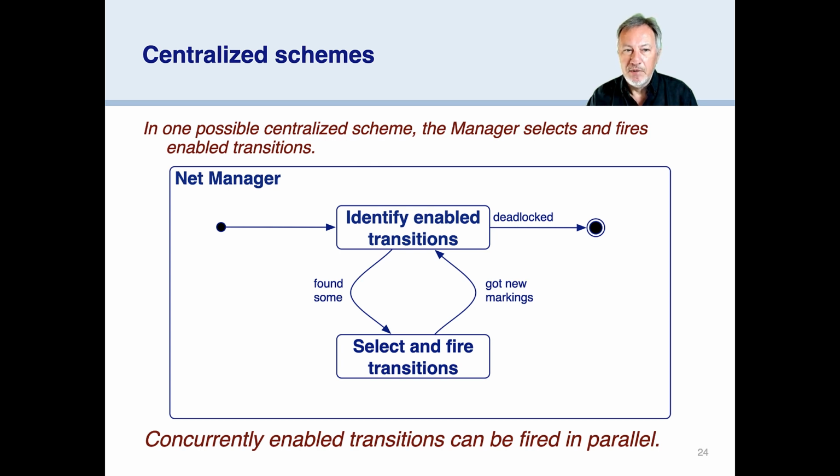The centralized scheme is pretty straightforward. The net manager basically loops around. It identifies which are all the enabled transitions. If there are none, then the Petri net is deadlocked and we terminate. If there are some, then we'll pick a transition and fire it, giving us a new marking, and we loop around. Possibly, we may detect multiple transitions which are independent and fire them concurrently. So then you loop around, and instead of firing one transition, you might fire multiple ones. So there are all sorts of variants of this very simple and basic scheme.